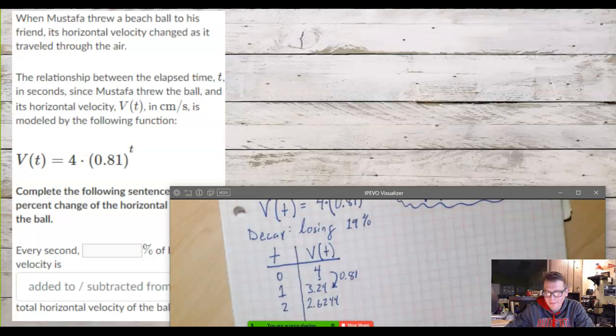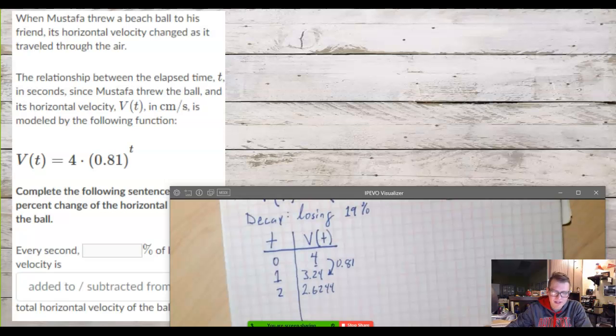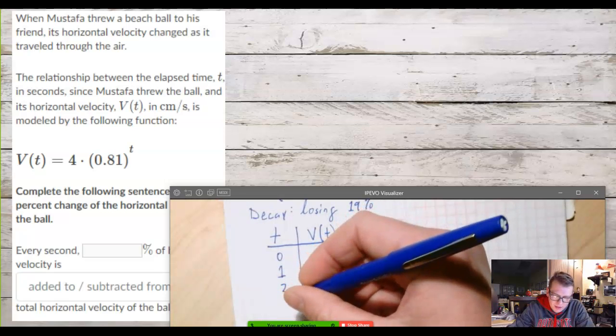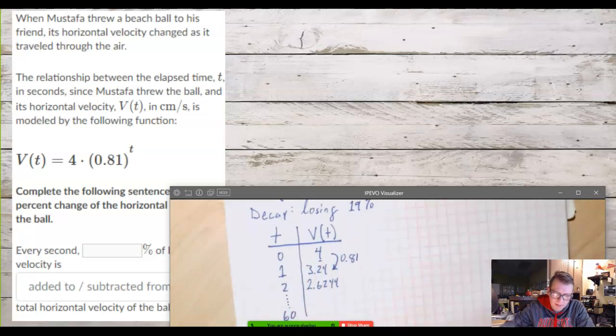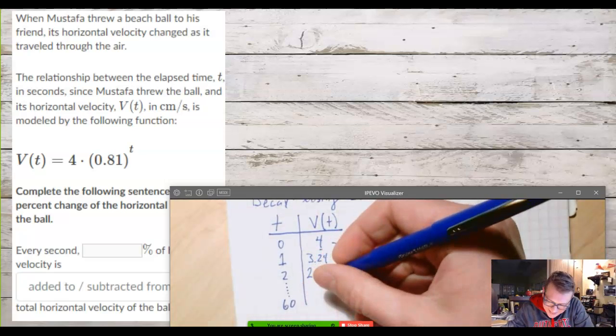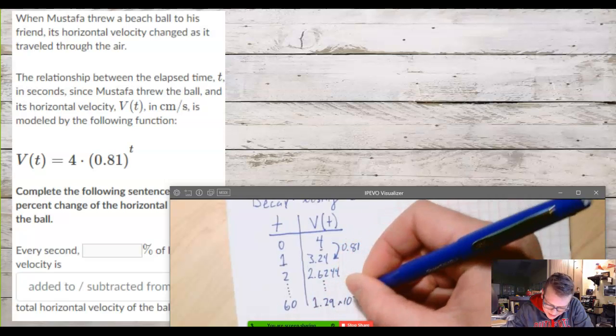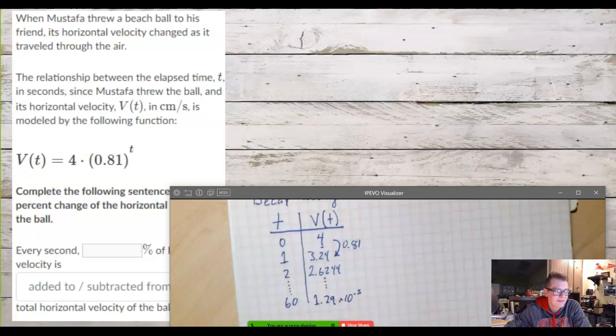So what you're saying here is mathematically the ball never stops. Like, what if I go to a t of a minute, a minute after this situation happened? Well, that'd be 4 times 0.81 to the power of 60. That gives me 1.29 times 10 to the negative 5th. So at some point, this situation doesn't make sense anymore.